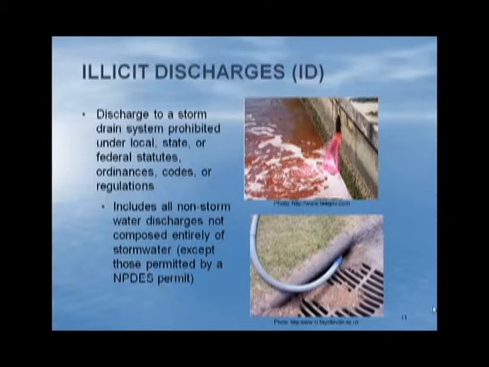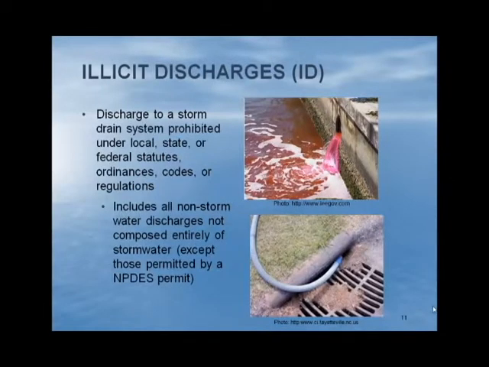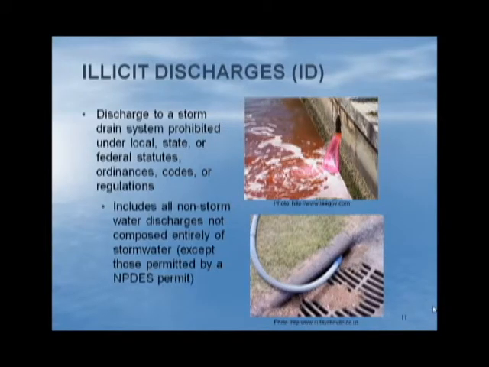Illicit discharges are non-stormwater discharges that are prohibited from entering the storm drain and downstream receiving waters. Some non-stormwater discharges are permitted by specific National Pollutant Discharge Elimination System permits, such as agricultural irrigation runoff, which is subject to a separate NPDES permit.